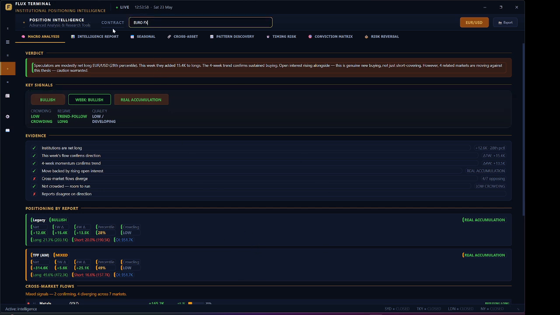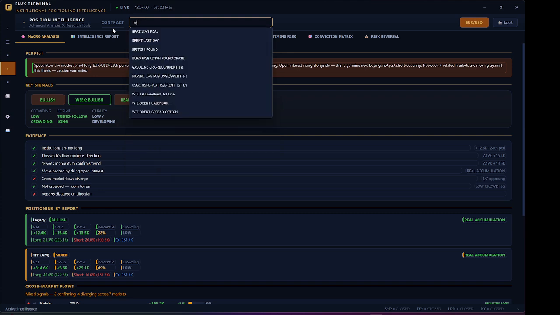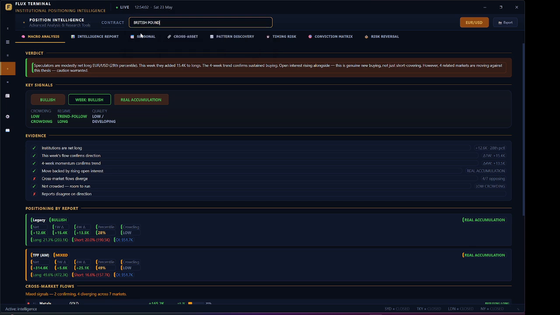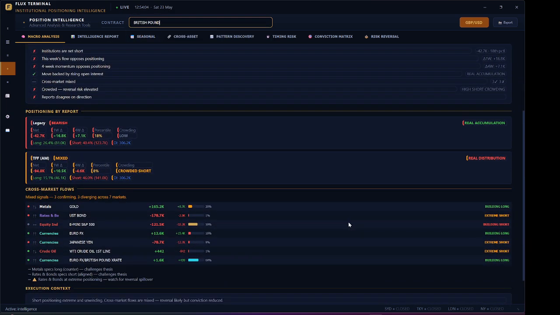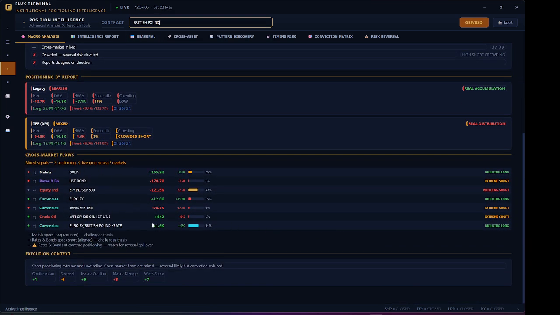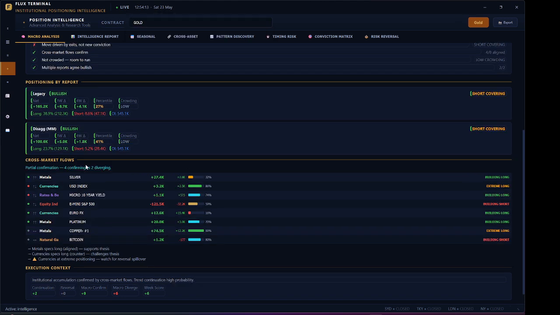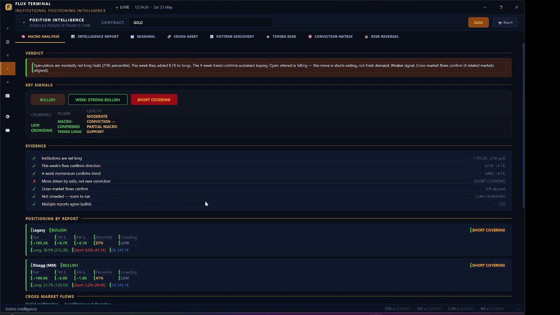It's the same thing if you select any other contract. It runs the cross market flow. If you go to gold, for example, it does the same thing. It runs through all the different reports, trying to find the other positions that are affecting the contract you've selected.